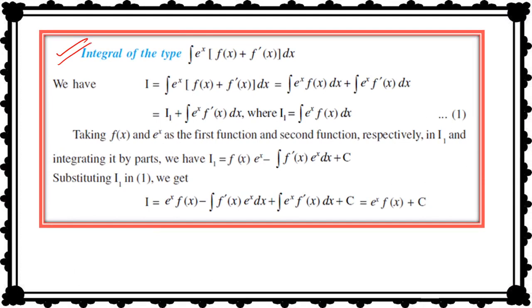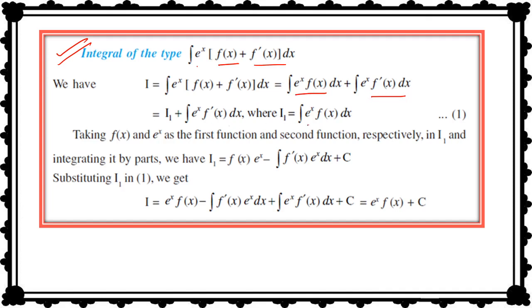Now this is an important type, integral of this type. Whenever, students, we have a function of this type, e power x, then in the bracket some function, and in addition the derivative of the same function is also given. So whenever we have this type of function, let's see what we do. The integral is this, we open the bracket: e power x f x plus e power x f dash x, right? Now let's consider the first part as I1 plus this thing.